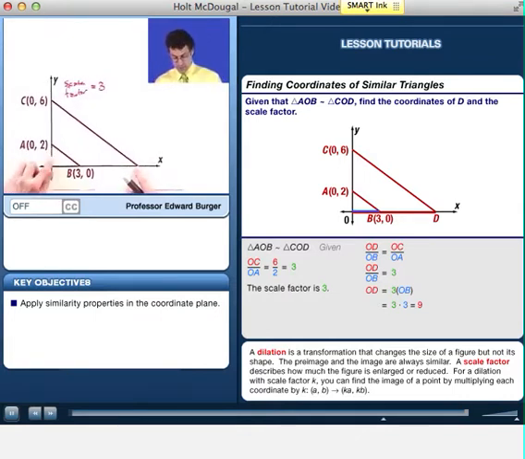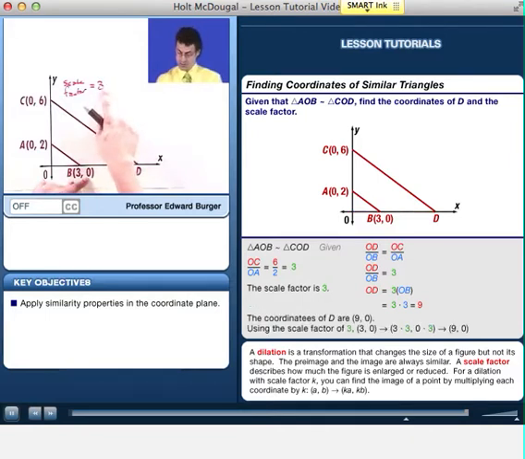What about my up and down movement? Well, my y value is 0, and so I have to hit that with my scale factor of 3, and so I see 0 times 3, but that's still 0. So in fact, this point right here, D, turns out to be nothing more than (9, 0). And we actually found it.